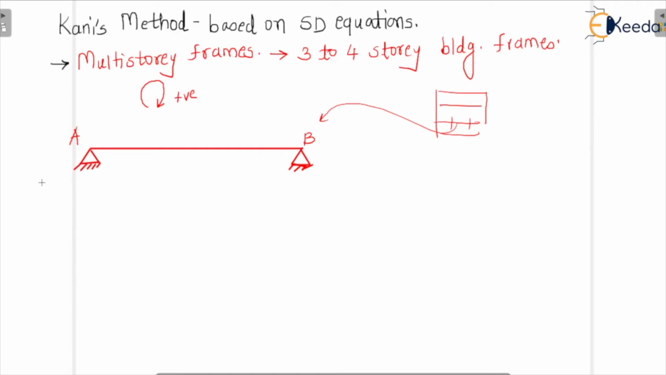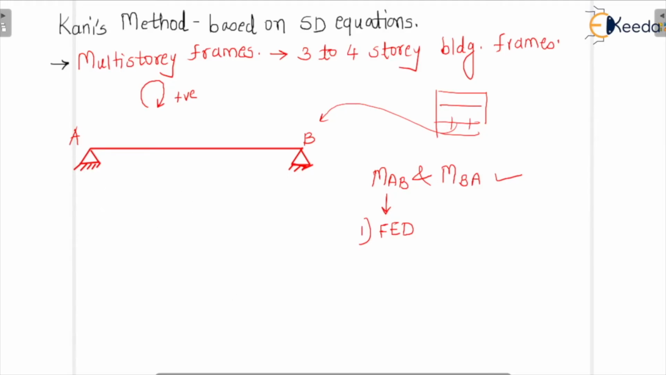Now let M of AB and M of BA be the final end moments. Till now we used to calculate these for the slope deflection method and moment distribution method. Here also we consider M of AB and M of BA as the final end moments. M of AB may consist of, first, the fixed end moment, definitely, right? When we write the equation, these terms used to be there.